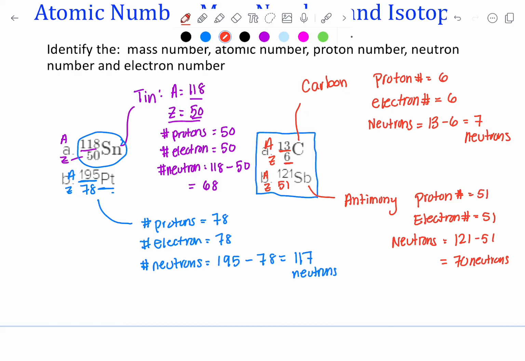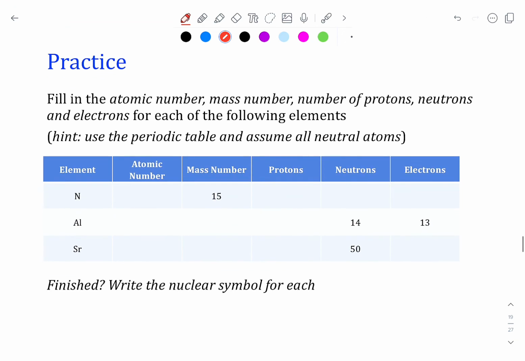Okay, so let's do a little bit more practice. So I have a few elements, nitrogen, aluminum, and strontium here in our table, which you also have in your notepad. What I want you to do is fill in all the missing pieces of information.